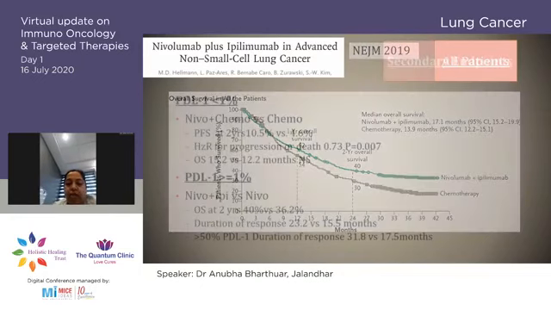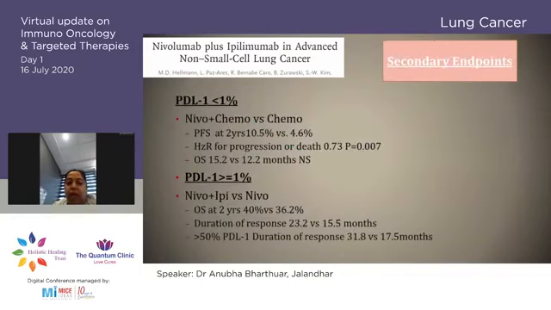Next slide, please. There were some secondary endpoints also evaluated in this trial for patients with a PD-L1 less than 1%. The Nivo plus chemo combination had improved progression-free survival. The hazard ratio for progression or death was also significantly in favor of the combination of Nivo plus chemotherapy. But the overall survival was not that different. In the PD-L1 more than 1%, they did manage to show that the combination of Nivo plus EP versus Nivo alone had an improvement in the duration of response. The majority of the improvement was seen in those with a PD-L1 more than 50%, where the duration of response was almost 3 years.